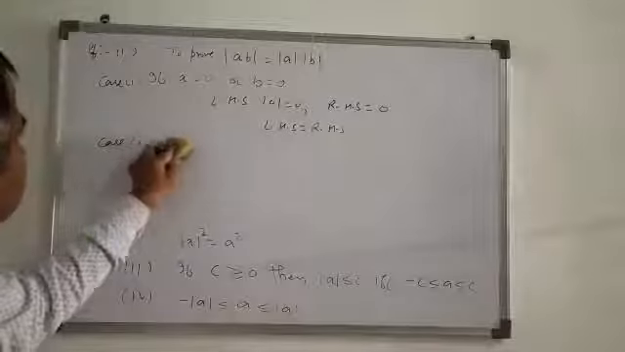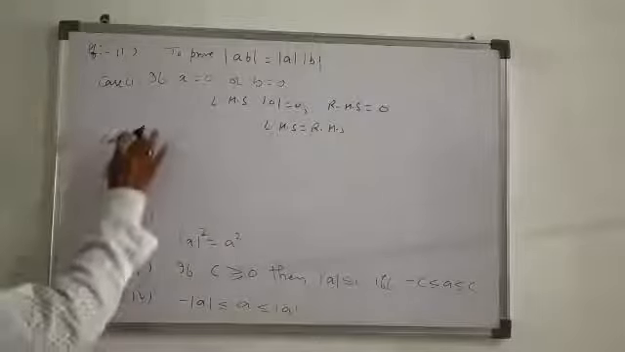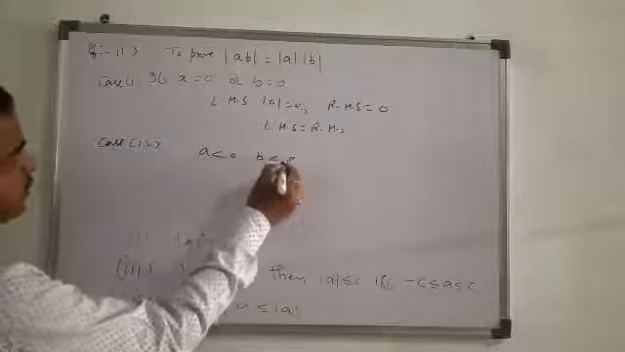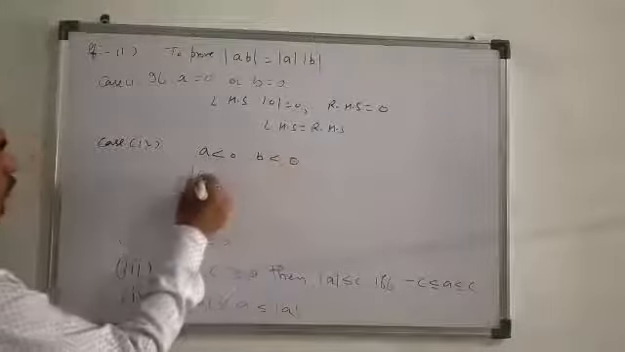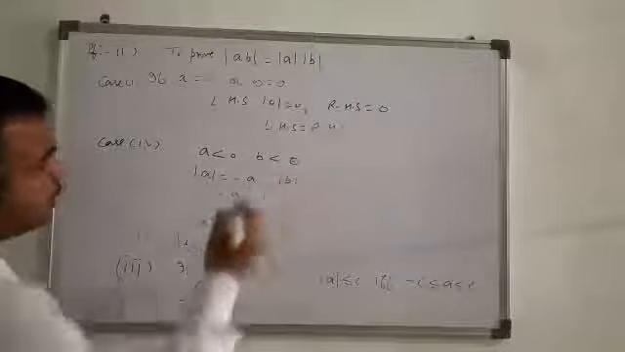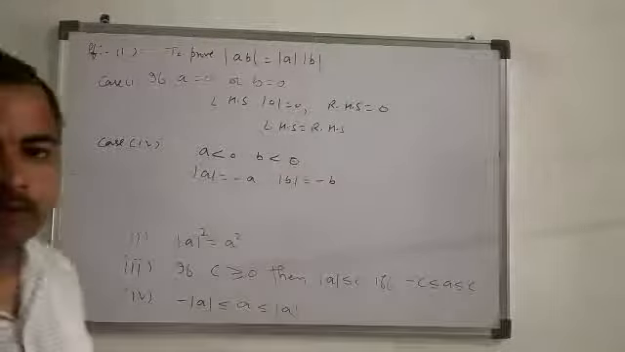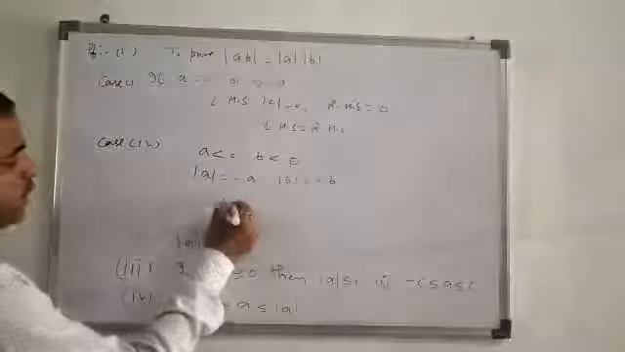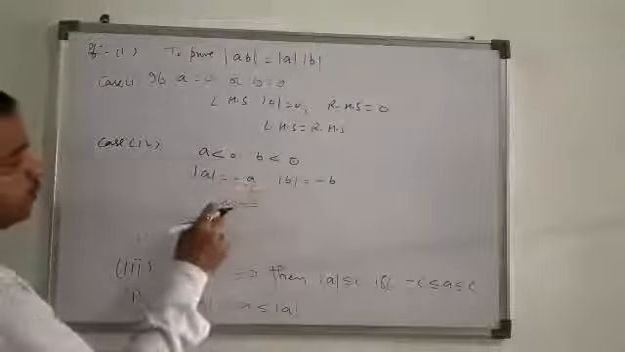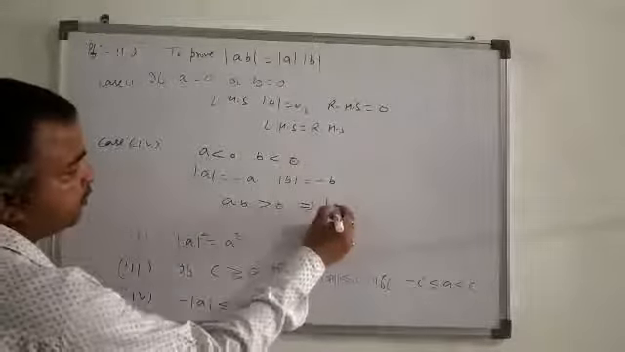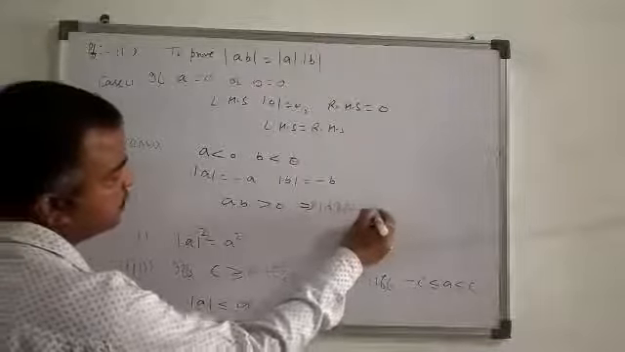The next case, A less than 0, B less than 0. It means mod of A is minus A, mod of B is minus B. Further, we know that product of two negative real numbers is always a positive real number. So A into B, A negative, B negative, the product is positive. So AB is positive. So it implies mod of AB is equal to AB.